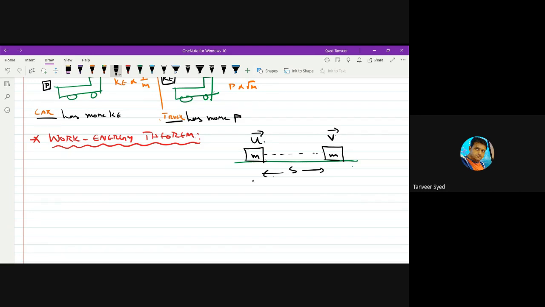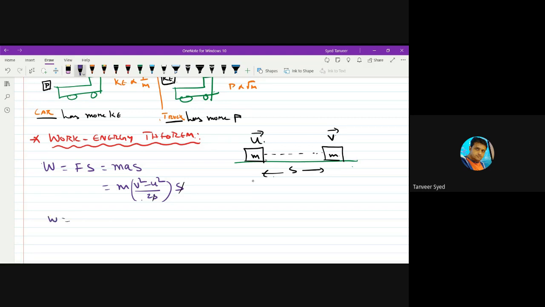Its velocity is changing. That means velocity changing means there is acceleration. If there is acceleration, there will be force. There is force, there is displacement. That means work is being done on this body. How much is the work? Work equal to force into displacement. Force is mass into acceleration into displacement. I can write acceleration as v square minus u square by 2s, second kinematic equation, into s. S cancelled.